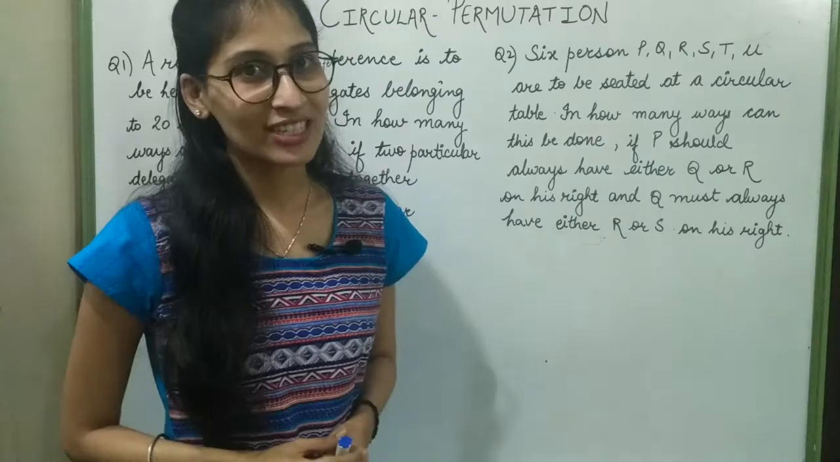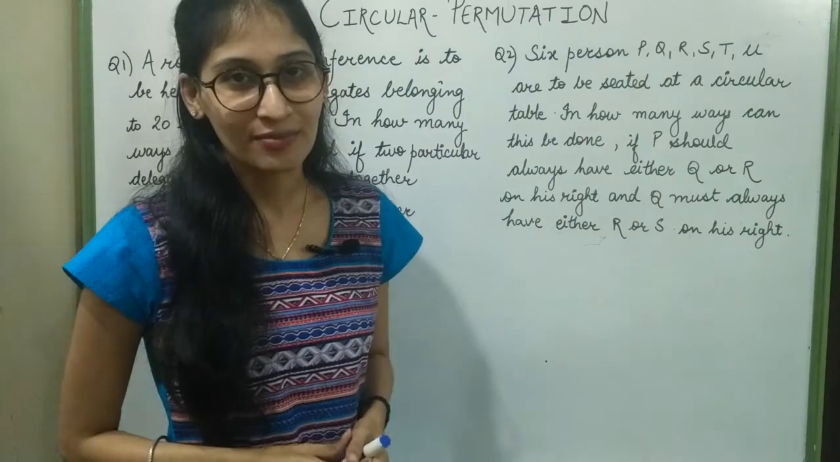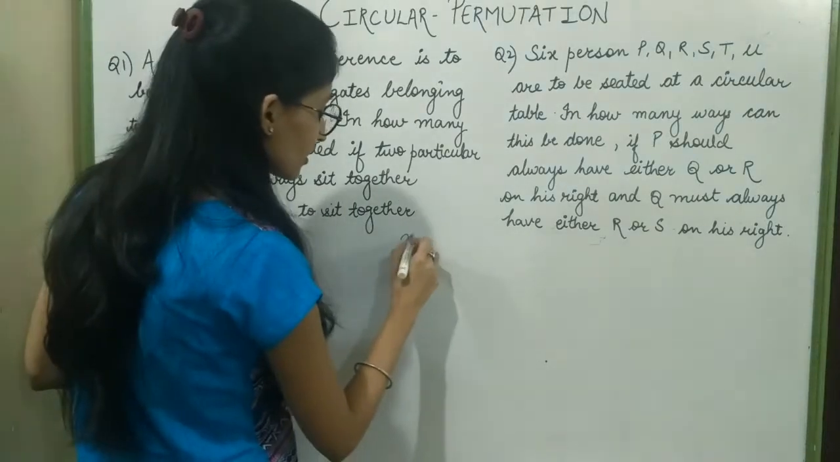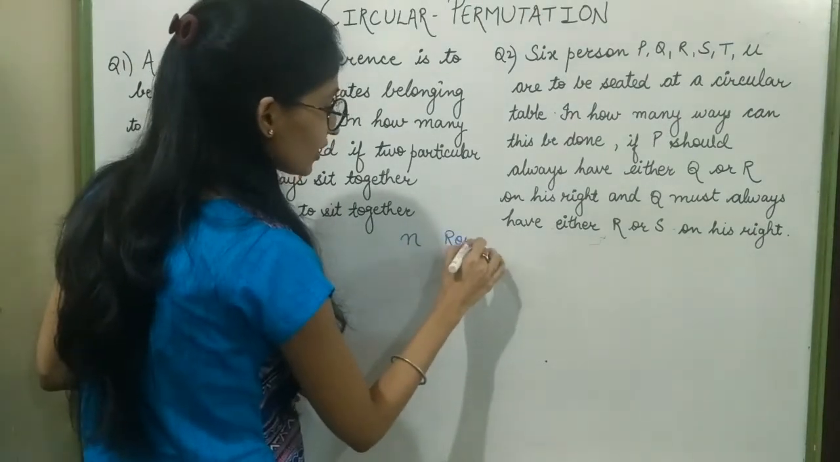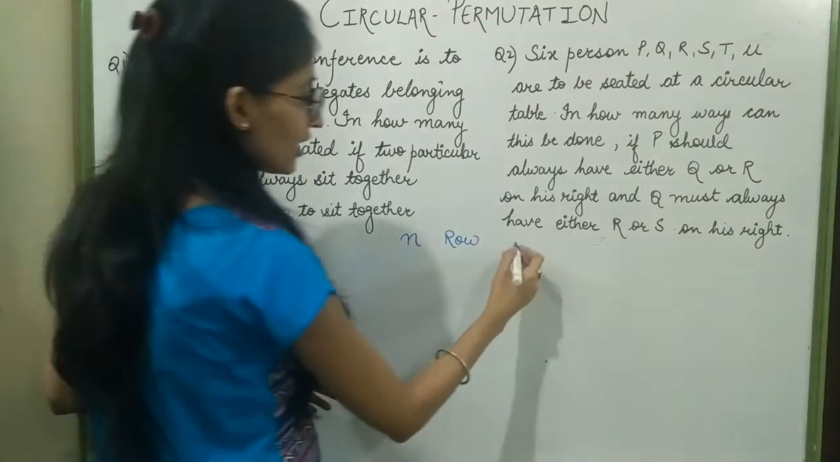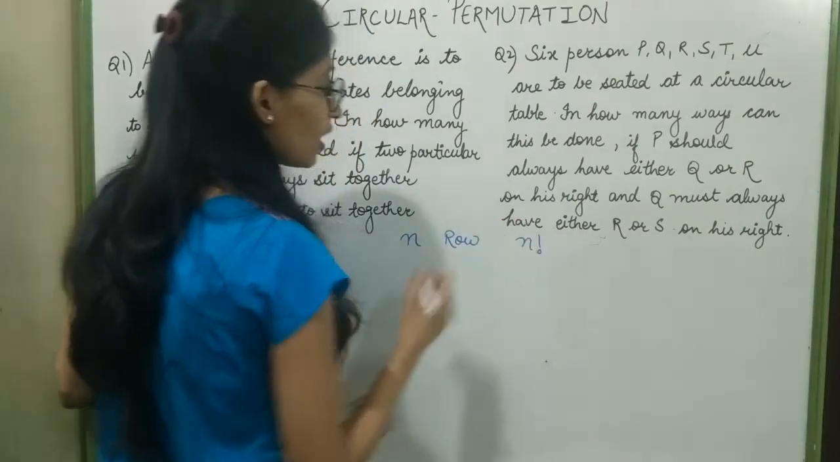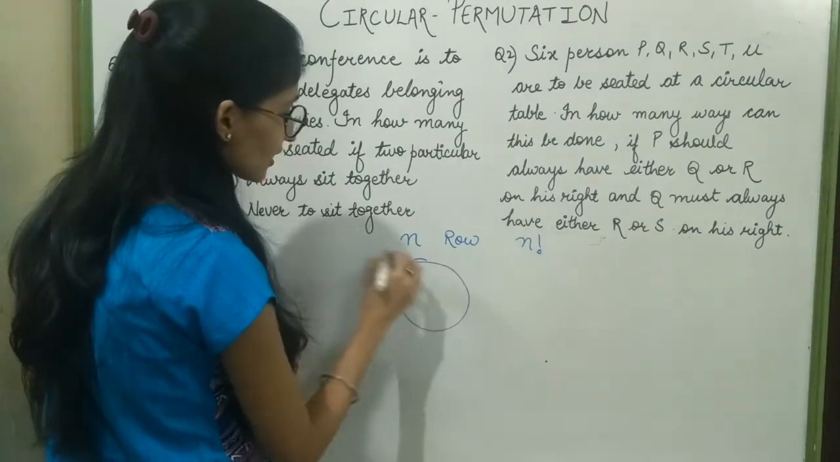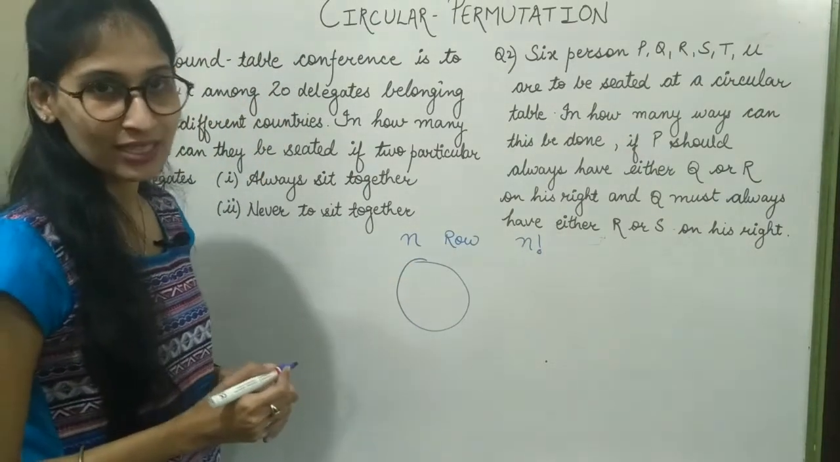Today's topic of discussion is circular permutation. I know that if I have to seat n persons in a row, the total possible arrangements are n factorial. But now I have to seat n persons in a circular arrangement.